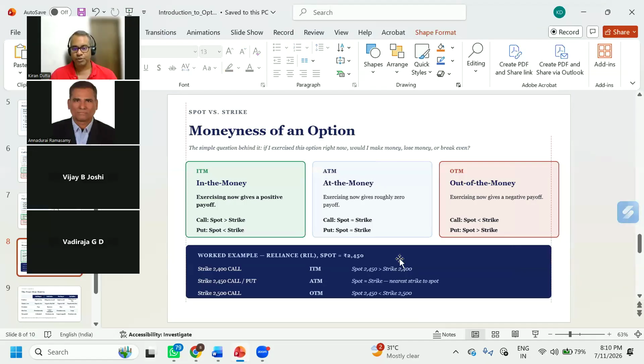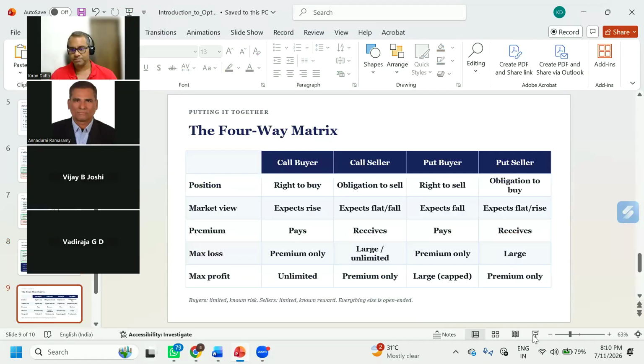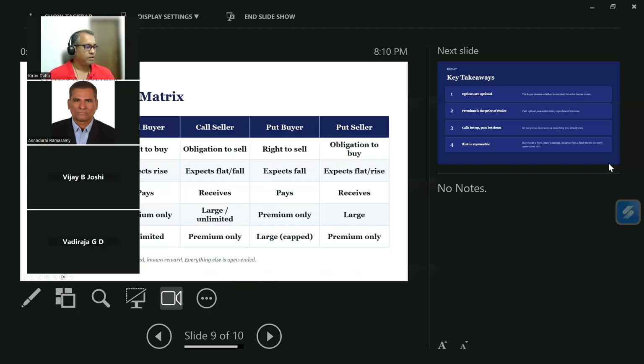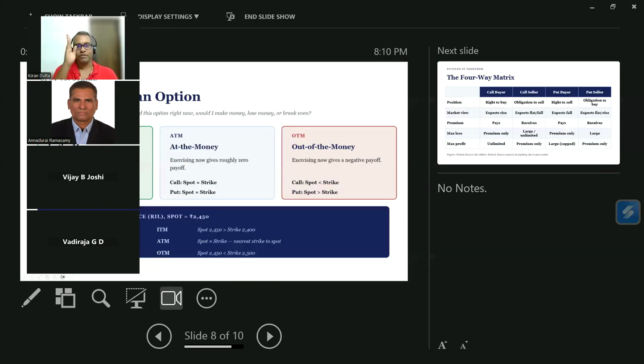I want to quickly show you this part here, right? With the PPT part. What are we saying here? In the money, if I'm exercising, it will give me a positive payoff. At the money, if I'm exercising, is not going to give me anything. It will give me a zero payoff. Out of the money, when I'm executing any strike, it will actually give me a negative payoff.